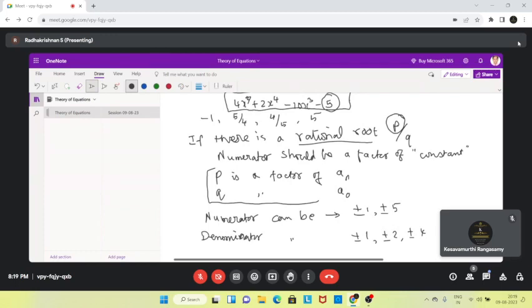So we have to guess what is possible, what is not possible, what the limits are, how many roots can be positive, how many roots can be negative. With this kind of information we try to guess and solve these kinds of equations. That is all the subject matter of the topic, theory of equations.